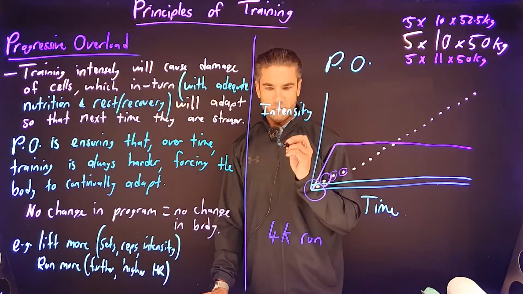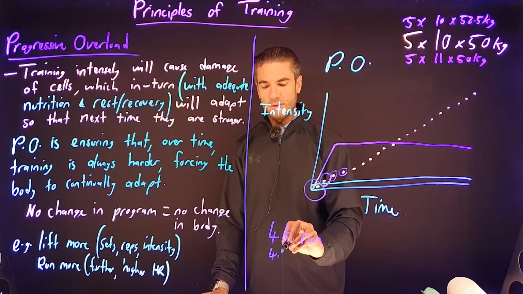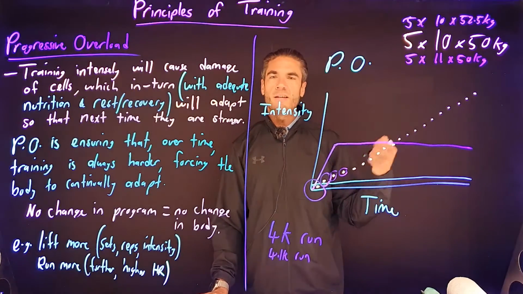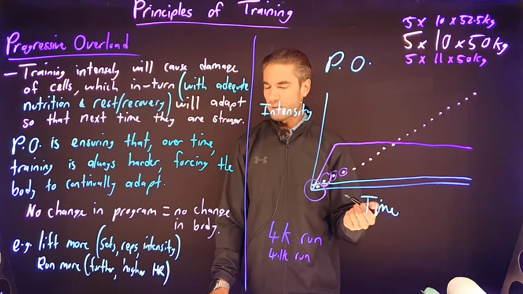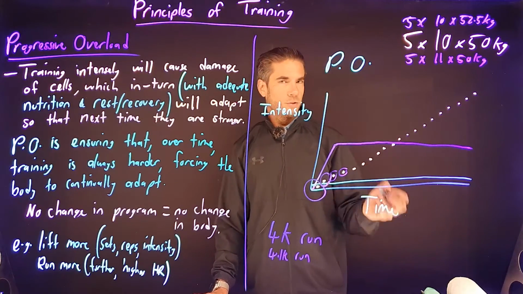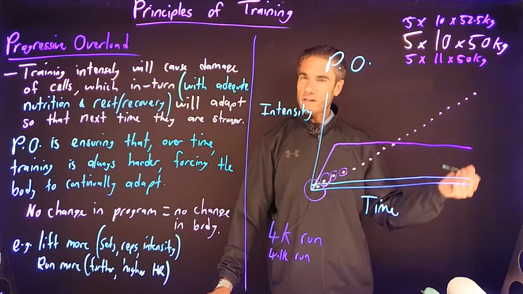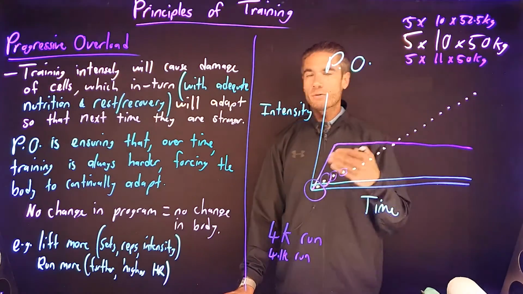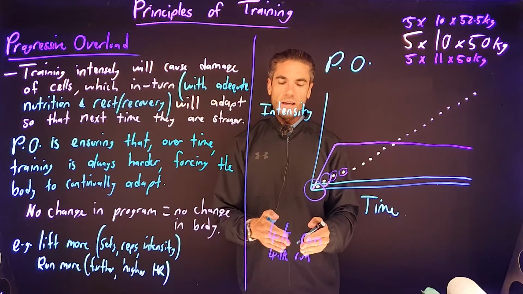So next time I go for my run, I'm going to go for a 4.1K run. An extra 100 meters. That's nothing. That's from like here to the end of the oval. Like everyone can do an extra 100 meters. But then the next time I do it, I do a 4.2K run, 4.3K run, 4.4K run. And you can see that over time, my training is getting harder. So I'm applying progressive overload.